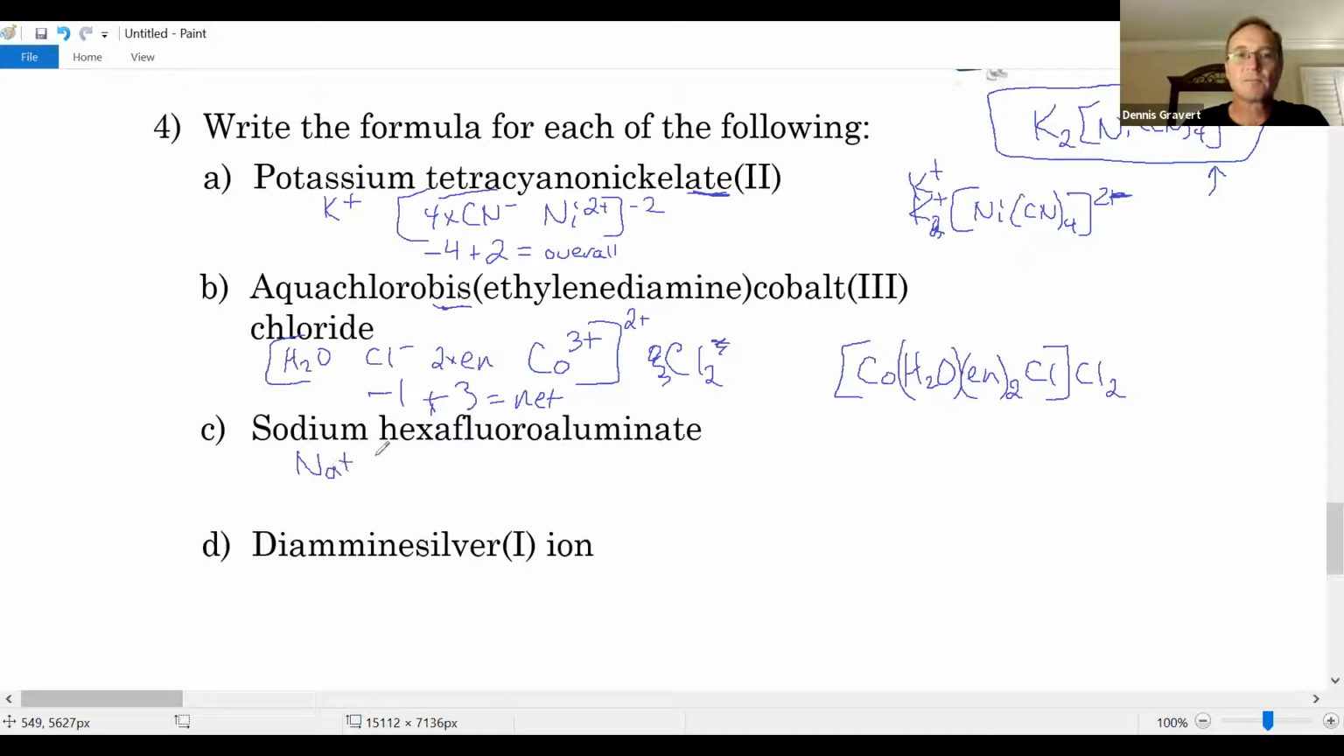Sodium, Na+, hexa, fluoro. Means we have 6 fluorines. And we have aluminate. Okay, so the whole thing has a net negative charge, but more importantly, it's aluminum. Hey, where's the Roman numeral? You don't need one because aluminum's not a transition metal. So go use the periodic table and predict its charge.